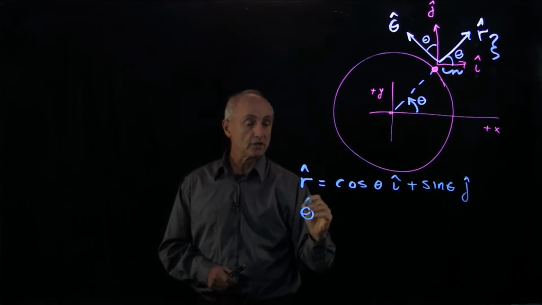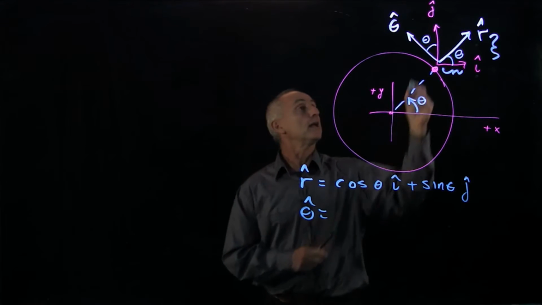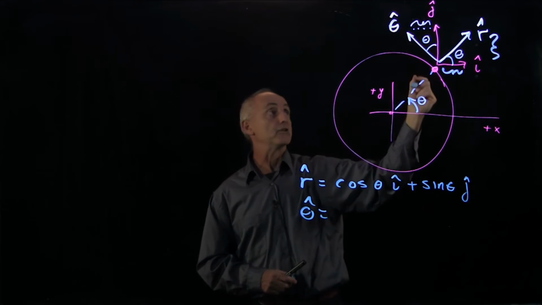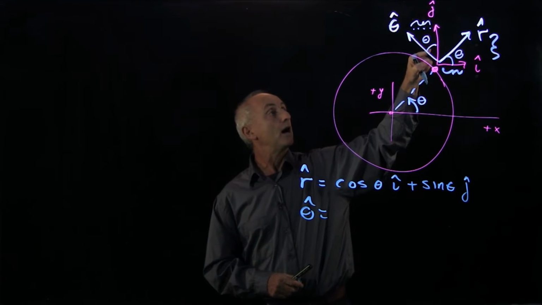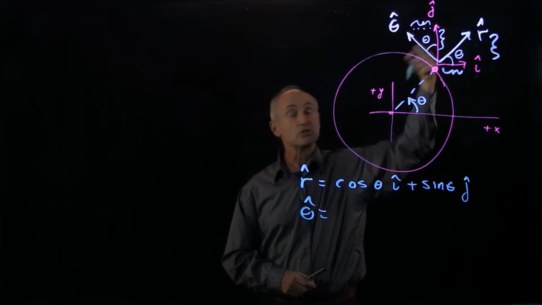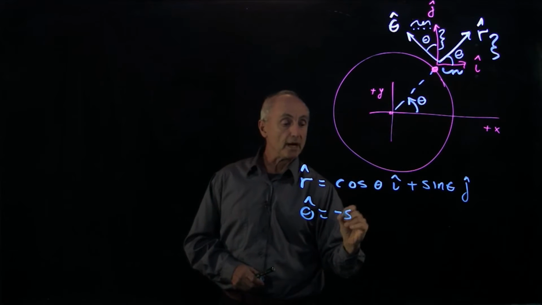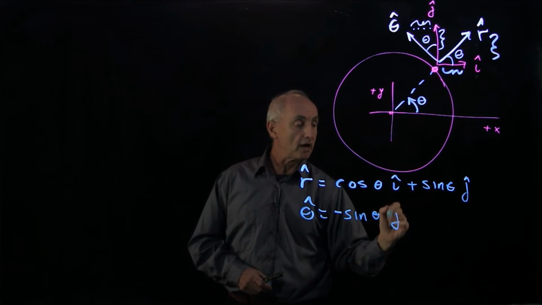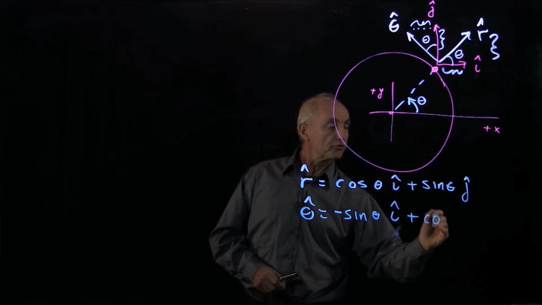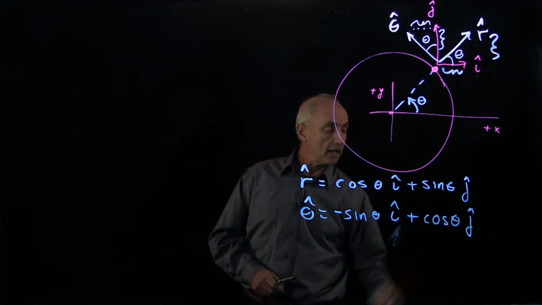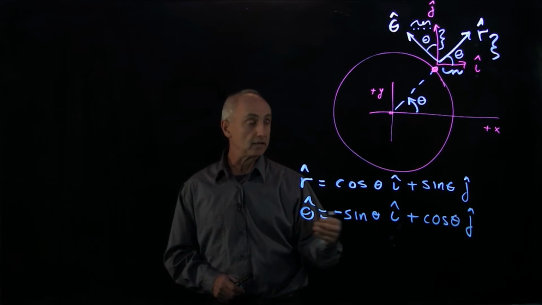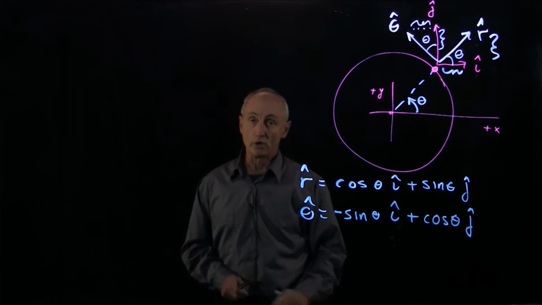In a similar fashion, theta hat has a component in the negative i hat direction, which is opposite the angle, and it has a component in the positive j hat direction, which is adjacent to the angle. So we have minus sine theta i hat plus cosine theta j hat. And that's how we can decompose our unit vectors r hat and theta hat in terms of Cartesian coordinates.